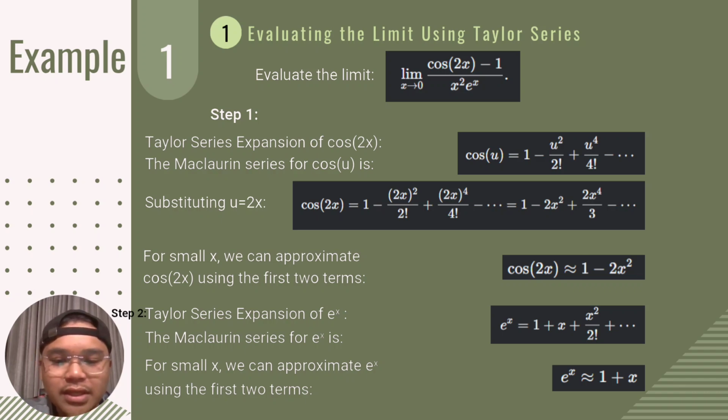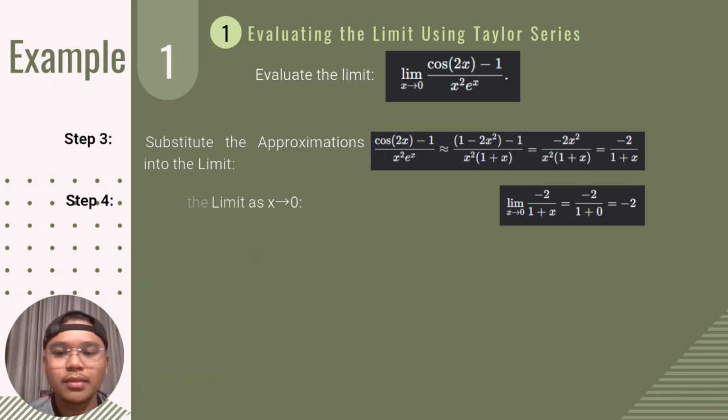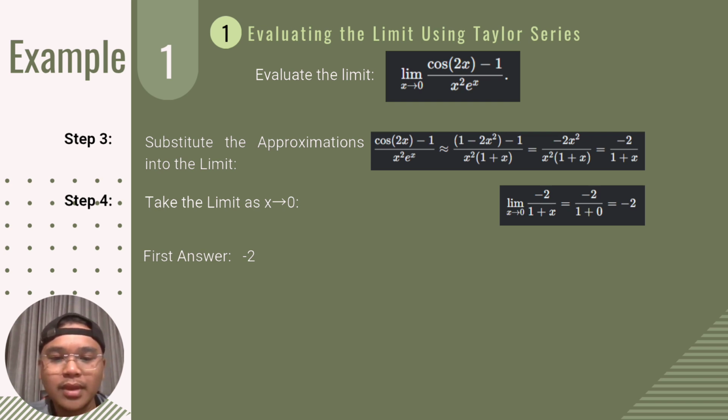Now we try to find the Taylor series expansion of e to the power of x. In the Maclaurin series, e to the power of x equals 1 plus x plus x squared divided by 2 factorial and so on. And again, for small x, we can approximate e to the power of x using the first two terms, which is e to the power of x equals 1 plus x. After that, we substitute the approximations into the limit. Try to make it in the simplest form, and we will get minus 2 divided by 1 plus x. Lastly, we take the limit as x approaches 0, and then we get the answer. The first answer is minus 2.